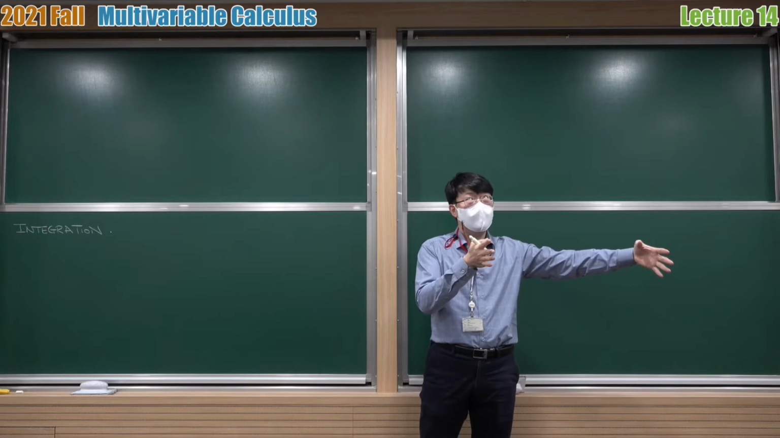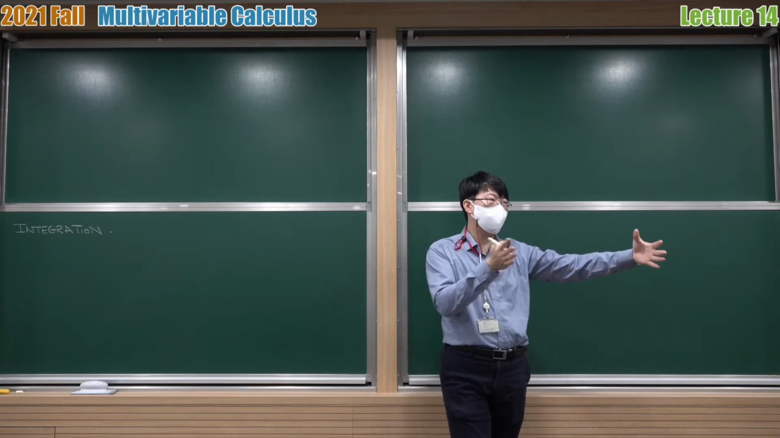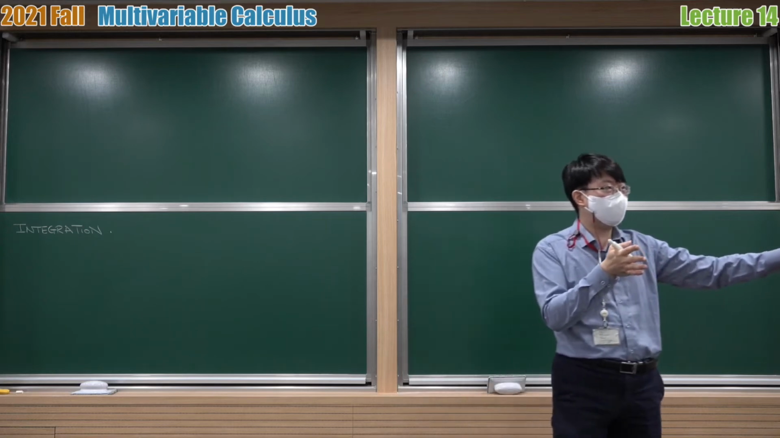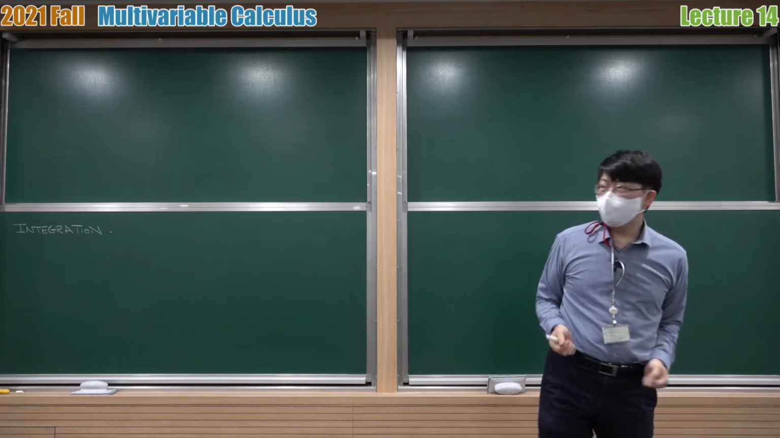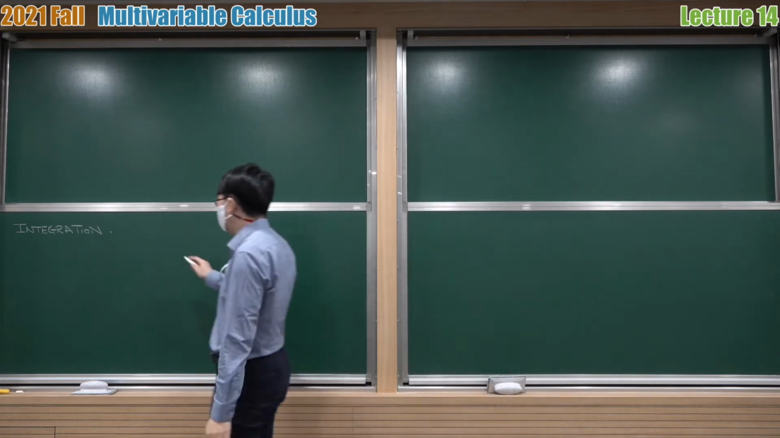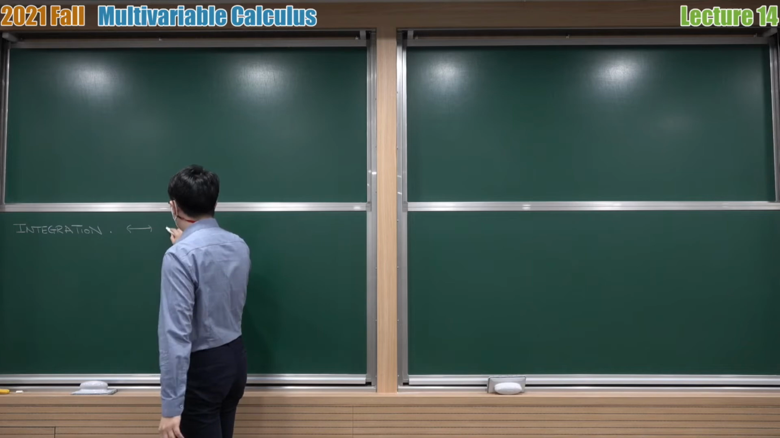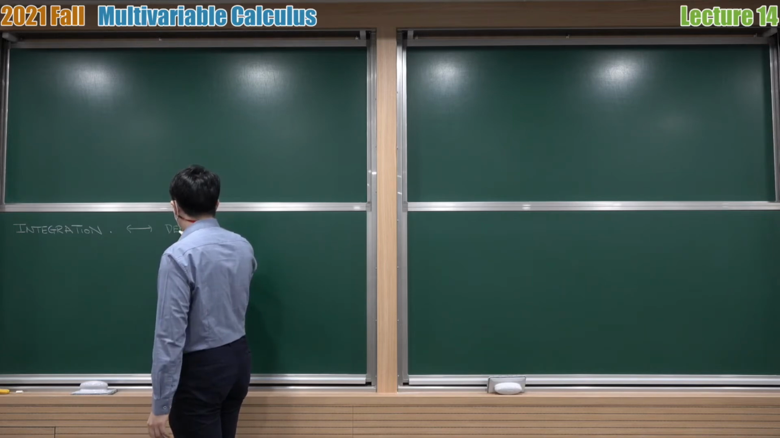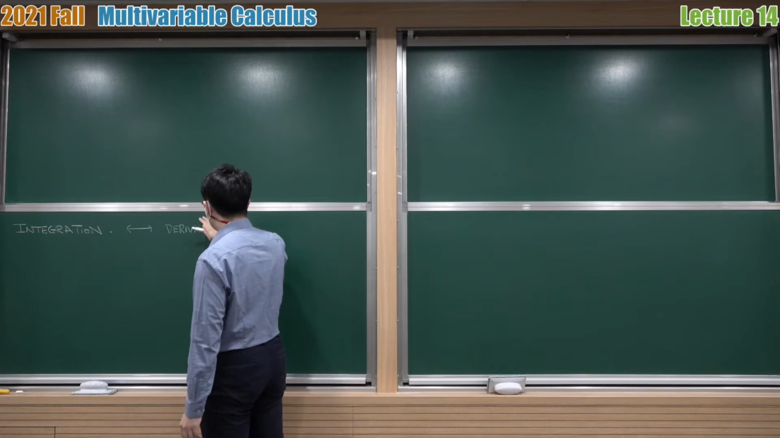In Korean it's called 역도함수. So 도함수 is derivative and 역도함수 is antiderivative. So you say integration is somehow the opposite of derivative or derivation.